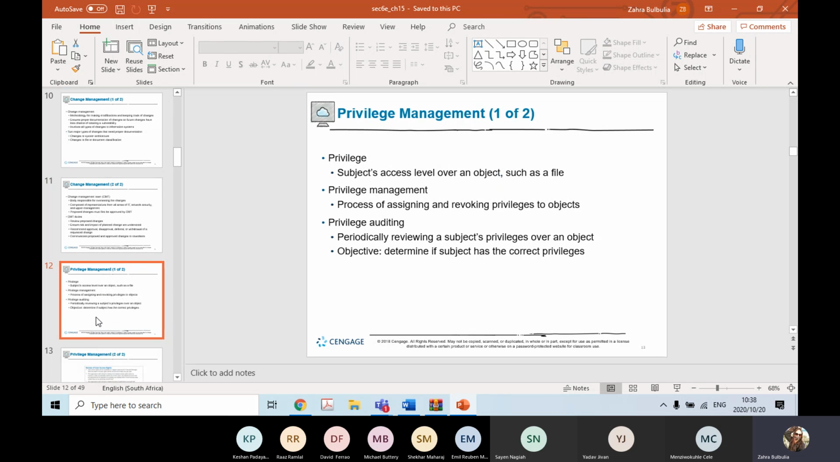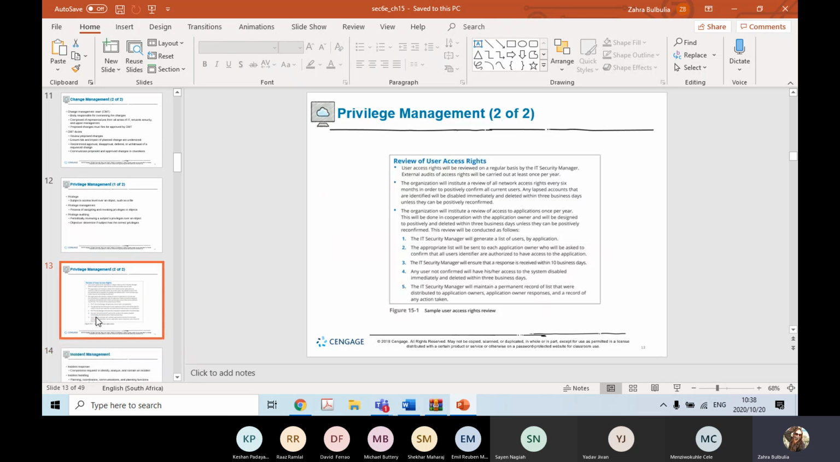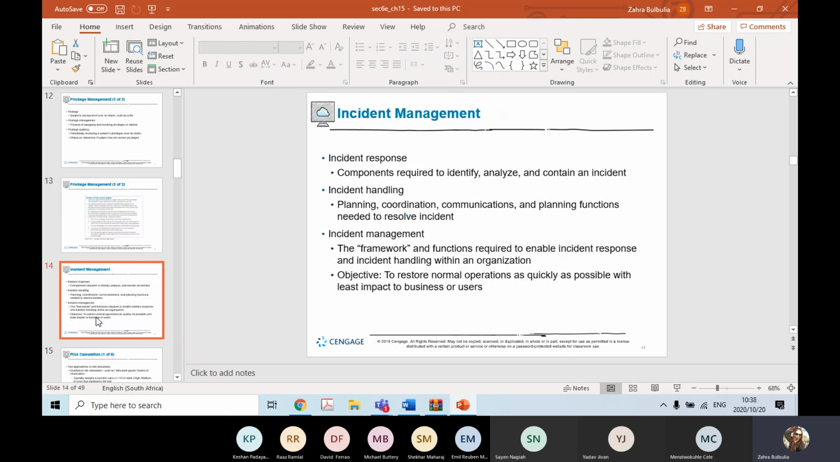Privilege, we talked about it, I think, in the last lecture, or the lecture before that. Privilege is a subject's access level over an object, such as a file. Privilege management is a process of assigning and revoking privileges to objects. And privilege auditing is periodically reviewing subjects' privileges over an object. So basically your access rights. Incident responses.